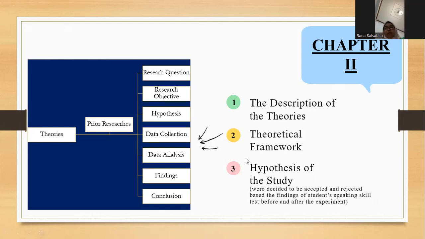Alternative hypothesis: student speaking skill is enhanced after utilizing YouTube in learning. And null hypothesis: student speaking skill is not enhanced after utilizing YouTube in learning. The hypotheses of the study were decided to be accepted or rejected based on the findings of the student speaking skill test before and after the experiment. Next, sir, chapter 3.